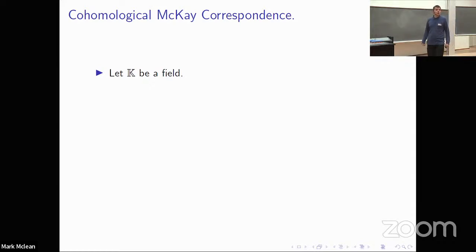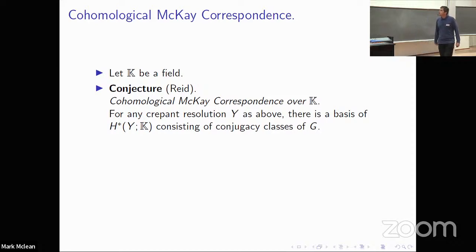And now I want to state what the cohomological McKay correspondence is. So I'll state it as a conjecture. For any crepant resolution as above, there is a basis of the cohomology of Y consisting of conjugacy classes of G. Now, the crepant condition is essential, because if I have some resolution, I can choose a point on it and blow up, and it completely changes the cohomology, increases the rank of cohomology. So I need this c1 equals 0 condition. Also, I should say crepant resolutions don't necessarily exist, and they may not be unique in general. But this conjecture says that they all have the same cohomology. Well, actually, it's proven that they have the same cohomology.